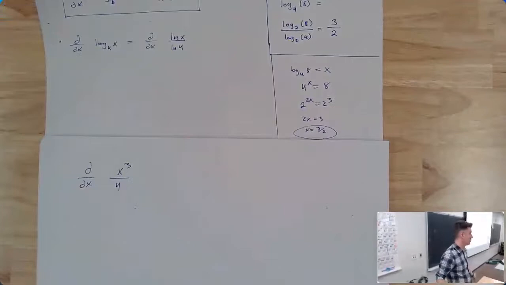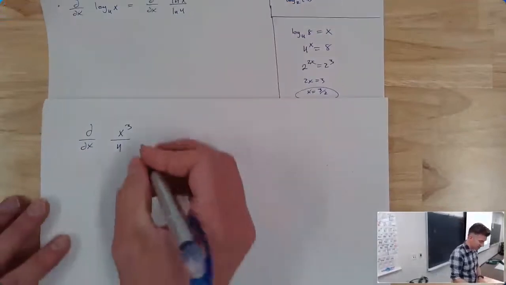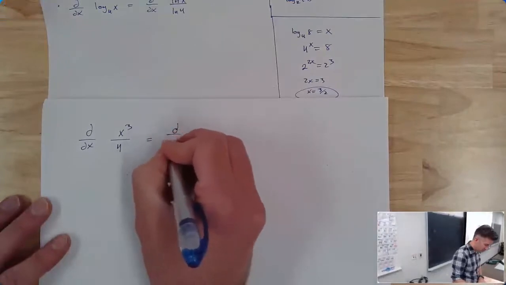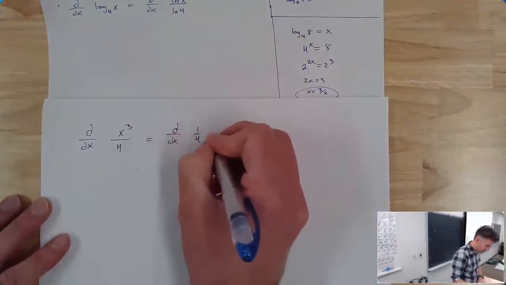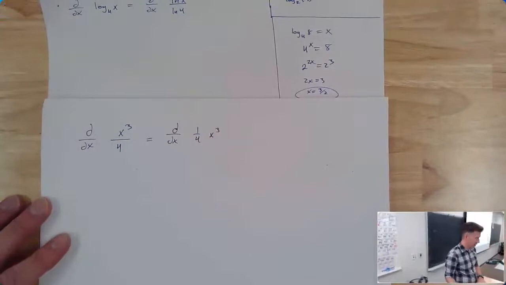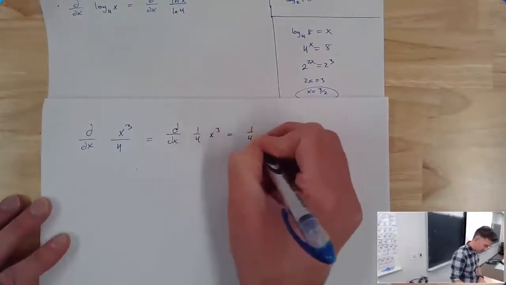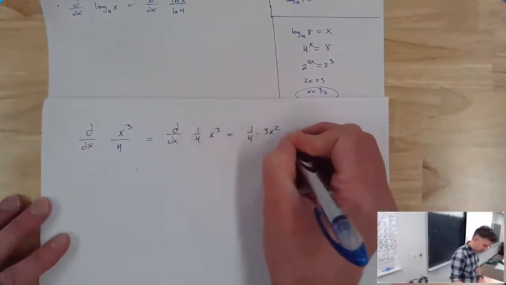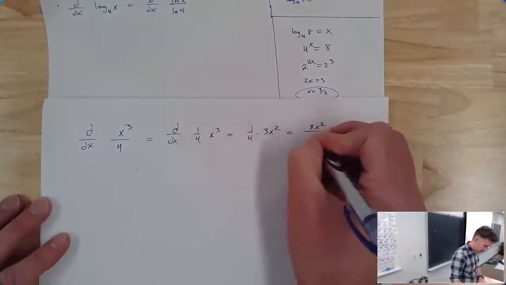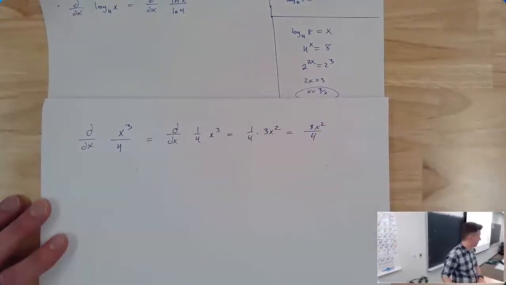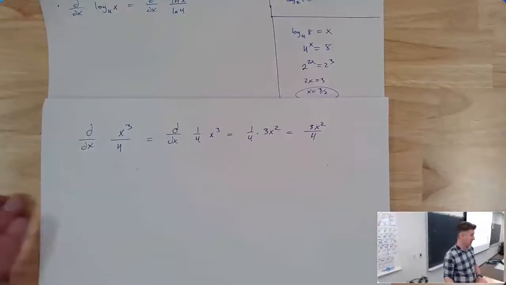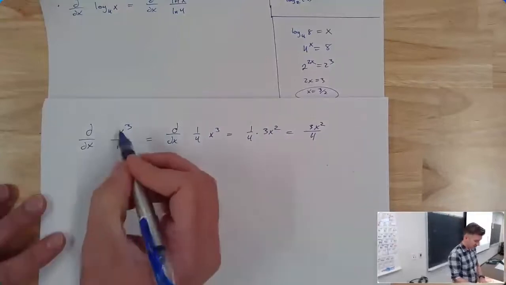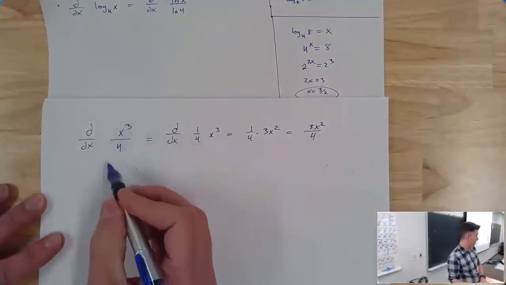You could use the quotient rule here, but you don't need to, because really you just have a constant times your function. And that's just going to equal the constant times the derivative of your function, which is 3x squared over 4. So when you have a fraction whose denominator is a constant, you can really just think of taking the derivative of the top and leaving the constant alone.